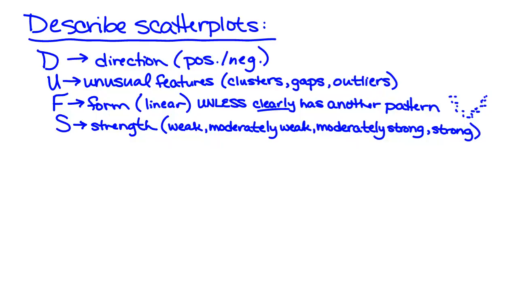Anything between 0 and 0.5, I would probably describe as weak. Anything between 0 and negative 0.5, I would also describe as weak. As we start to get bigger than 0.5 and smaller than negative 0.5, we're going to be strengthening from there. So moderately weak, moderately strong, or strong. The closer we get to 1 and negative 1, the stronger our association is. All right.